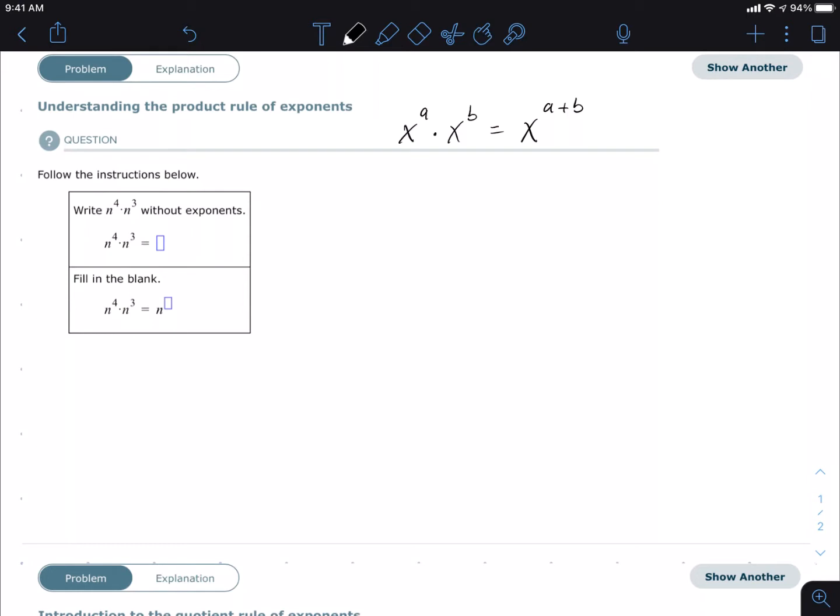Okay, so in this first example we have n to the fourth times n to the third. The first thing we want to ask ourselves is, are those the same base? And clearly we see they both have n as their base. That tells us by the rule that I should be able to go 4 plus 3 in the exponent. And so my answer is n to the 7th.